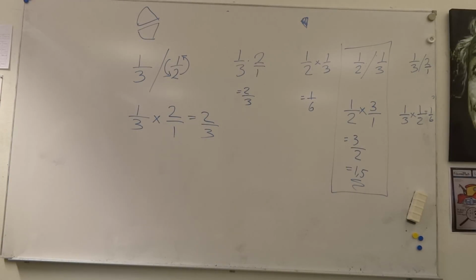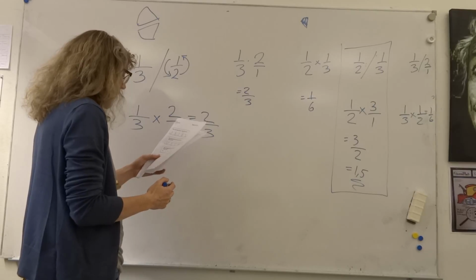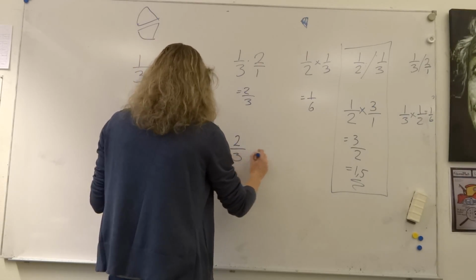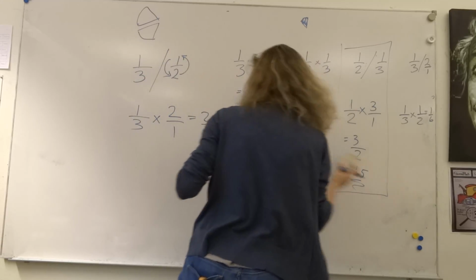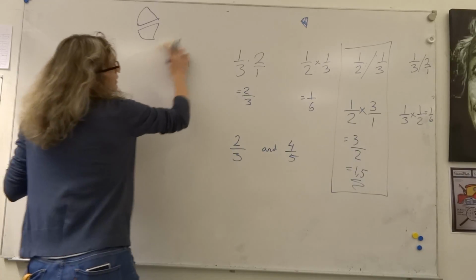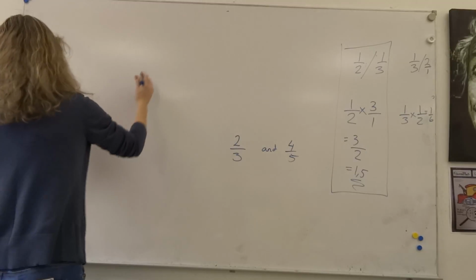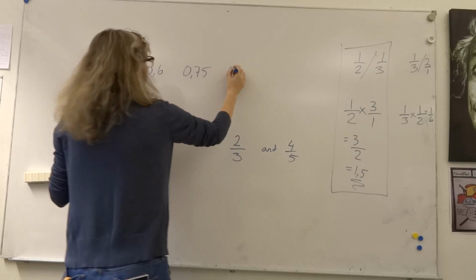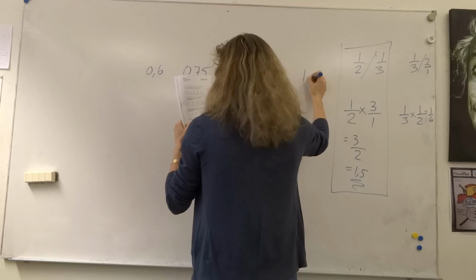Then we've got to think of a number somewhere between 2/3 and 4/5. So we have to choose a number that is between 2/3 and 4/5. And we have a number of different possibilities here. We have 0.6, 0.75, 0.9, 1.2, and 1.8.